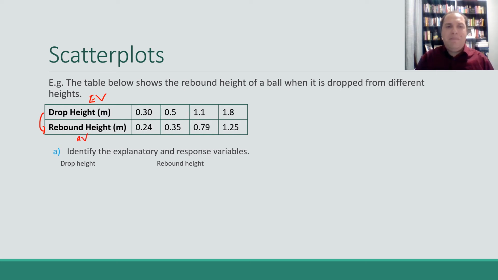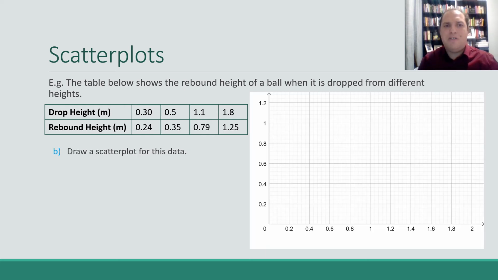Thinking about it the other way, could our rebound height affect our drop height? That doesn't make sense, because you need to have the drop height first, then you measure the rebound after that. So it's definitely drop height affecting rebound height. Drop height is explanatory, rebound height is response. All right, so let's now draw our scatterplot for this data.